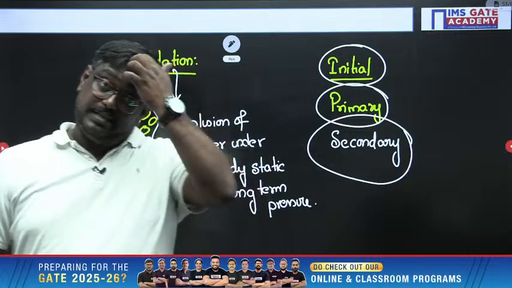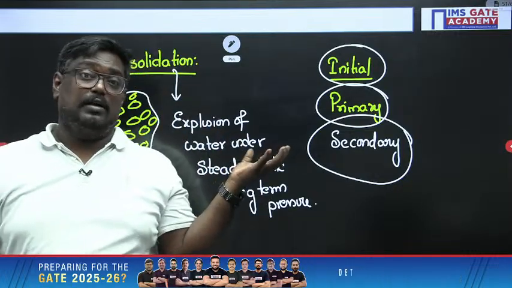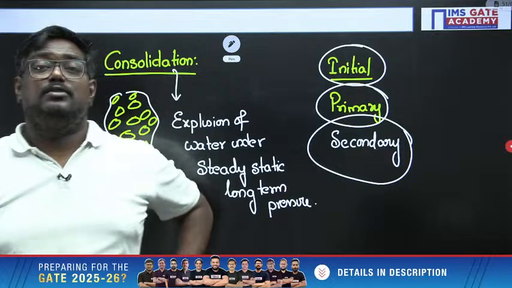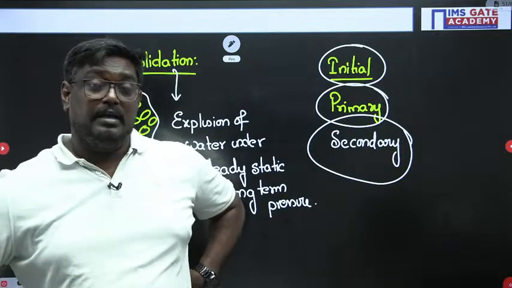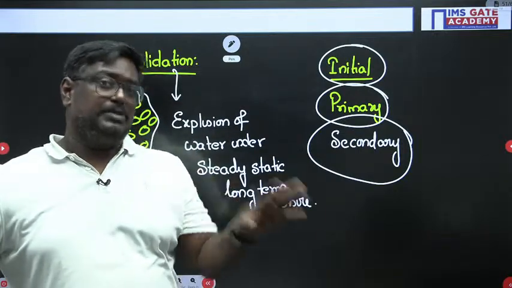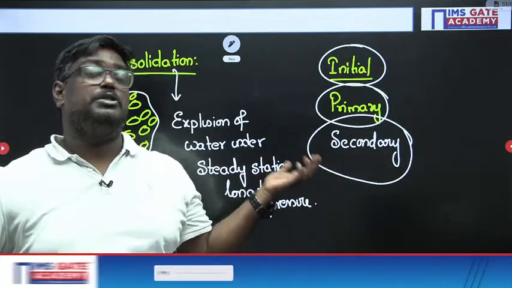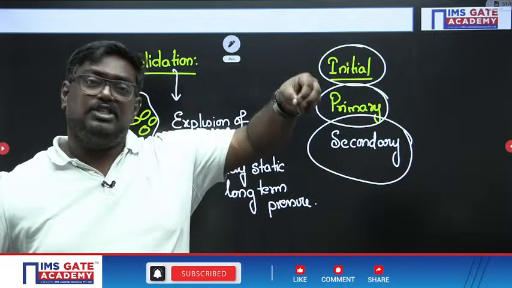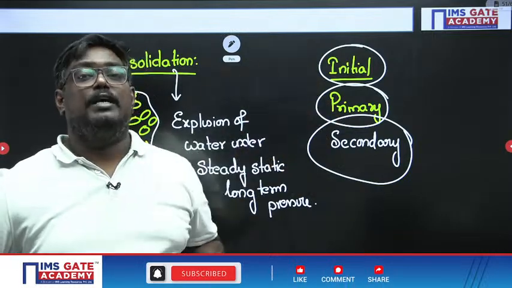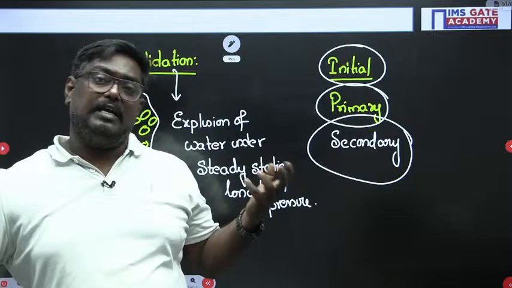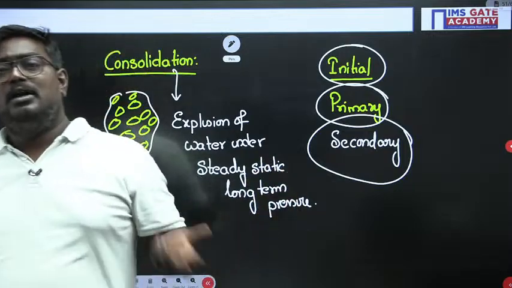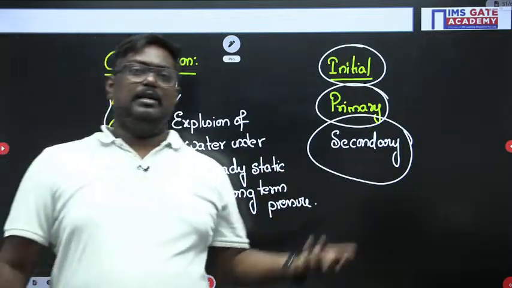Sir, the definition of consolidation says what? Removal of water. But initial consolidation is not removal of water, it is removal of air. Sir, actually consolidation happens in clays and saturated soils. But let me tell you, initial consolidation happens in partially saturated soils. If you apply the load, the air will be going out. So that is a kind of compaction theoretically, but practically it is initial.